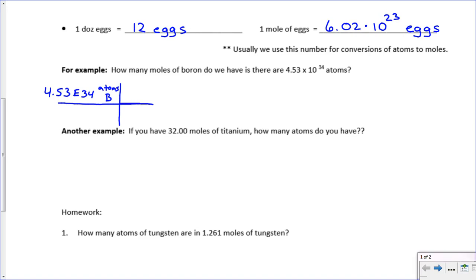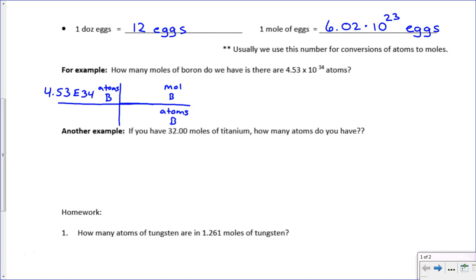We need to get out of atoms of boron and into moles of boron. So I'm going to have atoms of boron down on the bottom, so it will cancel out, and then I'm going to have moles of boron on the top, so that we will get into that unit. So then atoms will end up canceling out.